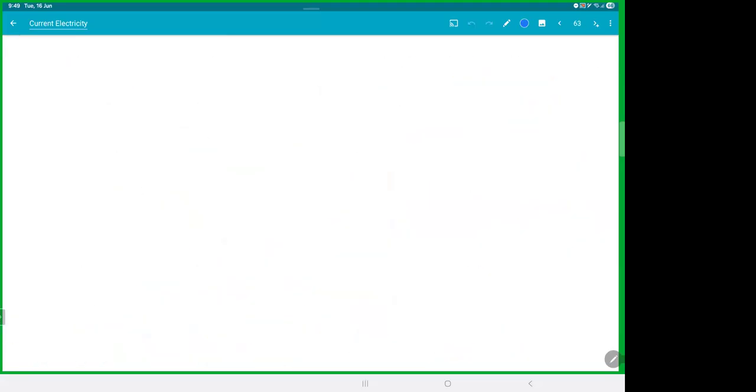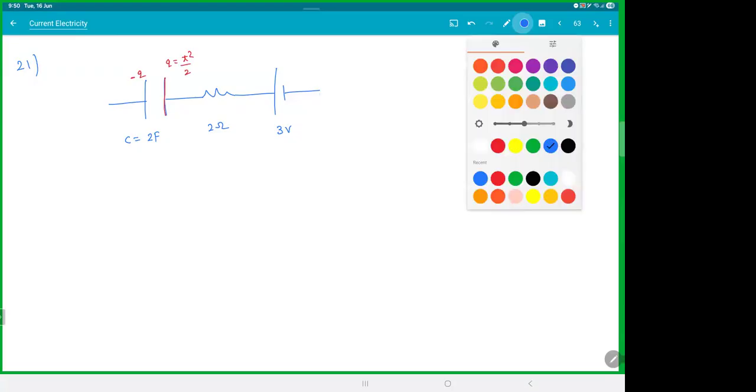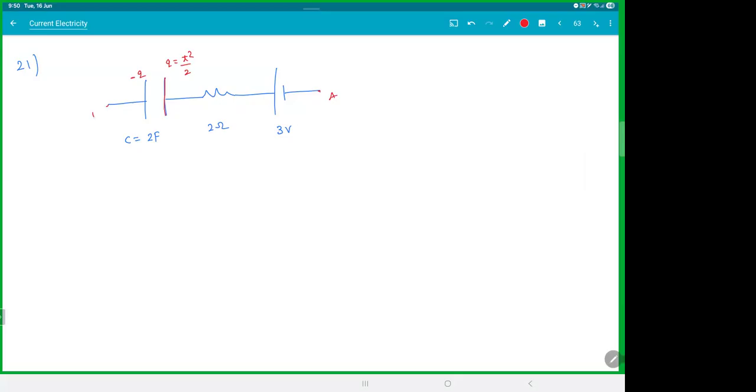Let's see one more. Let's say we have a battery, resistor, and a capacitor. Let's say this is a 3 volt, this is 2 ohms, and this is a 2 farad capacitor. The charge on this capacitor, Q is equal to t square by 2. This is minus Q. So the charge on the capacitor is changing with time. This is point A, this is point B. Find VA minus VB at t is equal to 2 seconds.